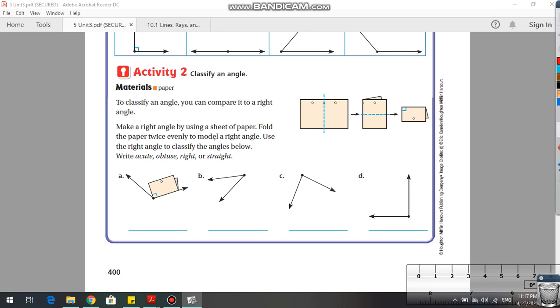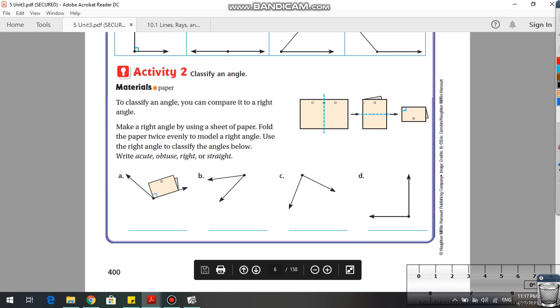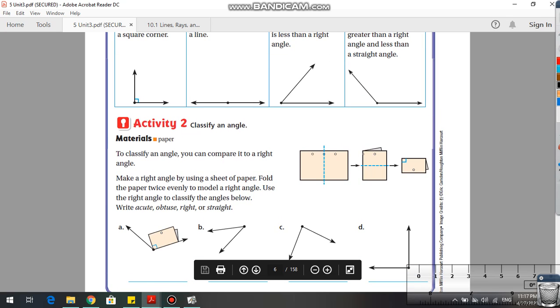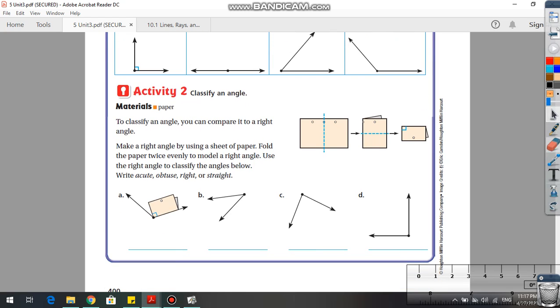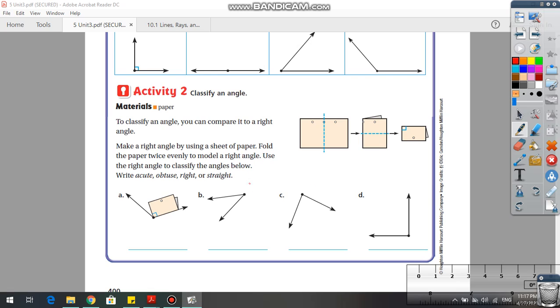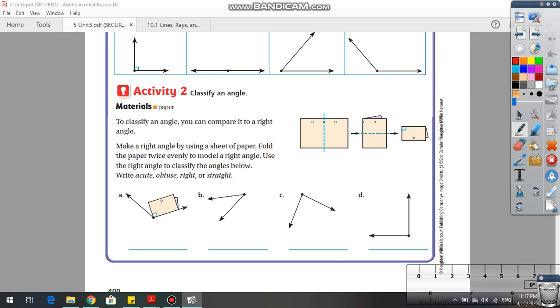Now here, guys, in this exercise, he wants me to classify the angles. Basically, he wants me to write the type of the angle. It's right, it's acute, it's obtuse, or it's straight. I need a right angle, like the one that we have here, but I can't make it on the same page. So he said that I can use a piece of paper and fold it and make a square or a rectangle and use it to find the type of each angle.